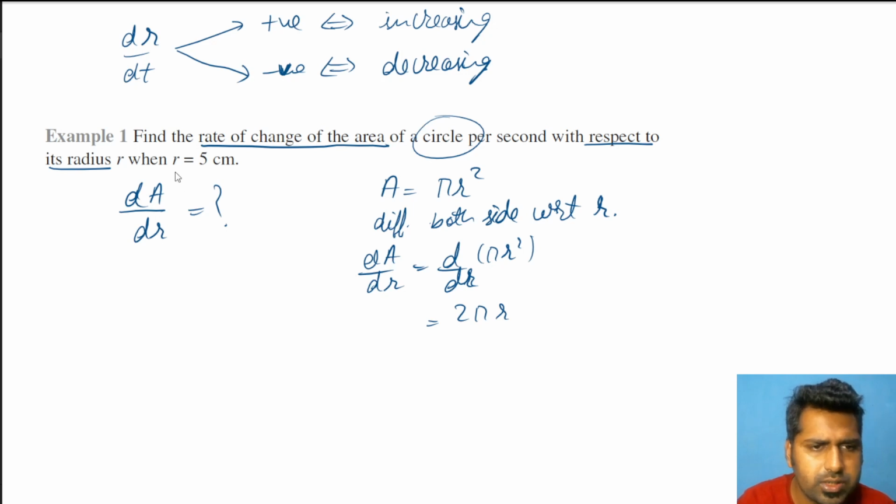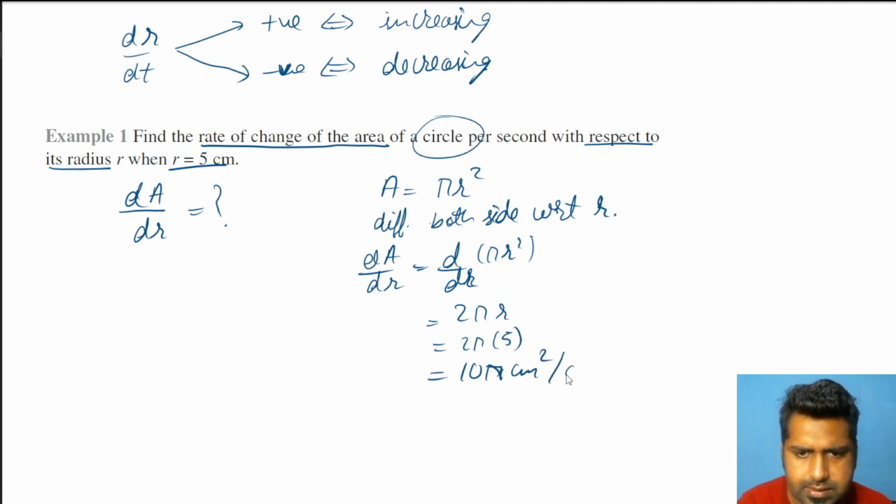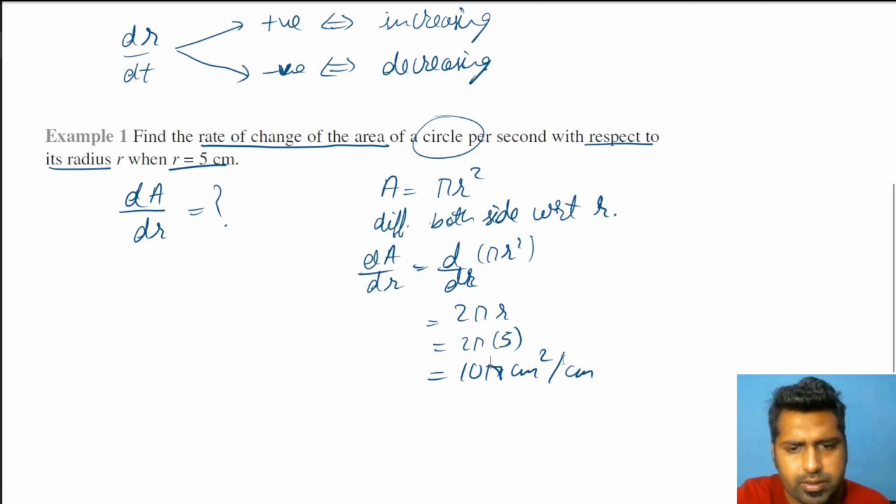The question already gives us that the radius is 5, so we'll put the value, 2 pi into 5, so 10 pi. The unit is given in centimeter, so 10 pi centimeter square, that's area, per centimeter. You'll write it like this, and don't say centimeter will cancel. It is denoted like this, centimeter square per centimeter, meaning for 1 centimeter change in radius, your area is changing by 10 pi centimeter square. That's the meaning of it. Again, meaning will not be asked, just for your understanding, that is why the unit is written like this.